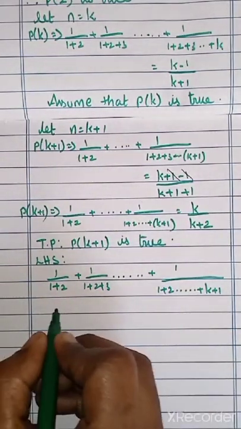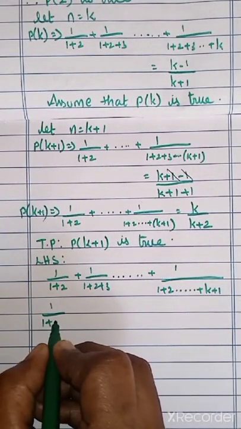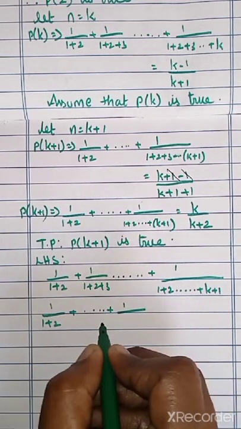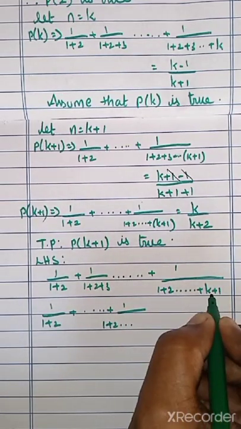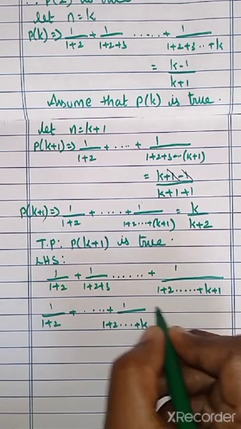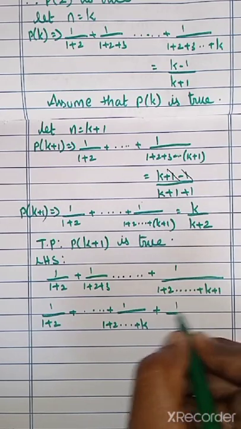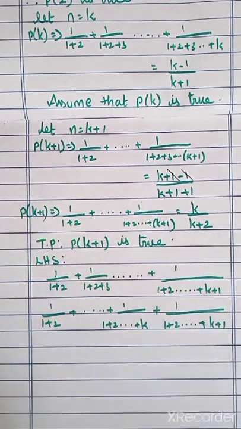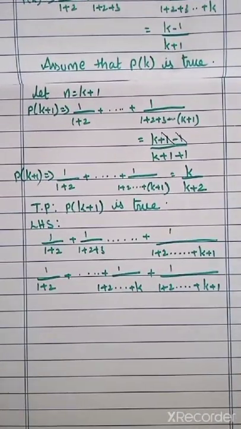Okay, so that will become 1 by 1 plus 2, etc., up to 1 by 1 plus 2 plus etc. Before k plus 1, what is your previous term? K term, correct, plus the last term 1 by 1 plus 2 plus 3 etc. up to k plus 1, right? So after this you can easily get the answer.